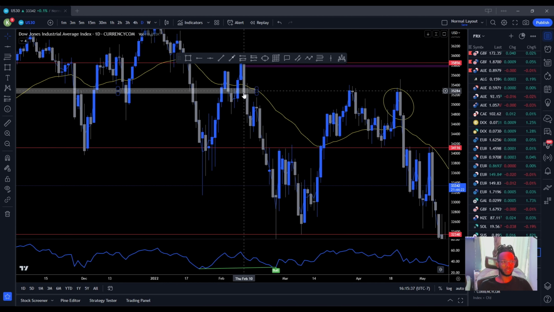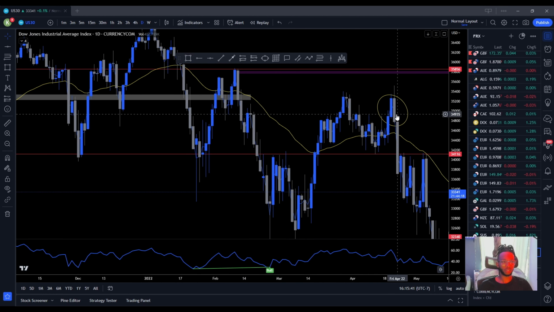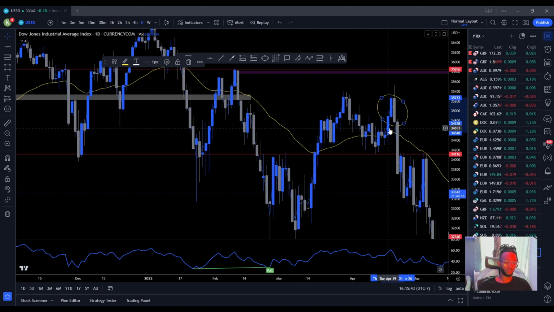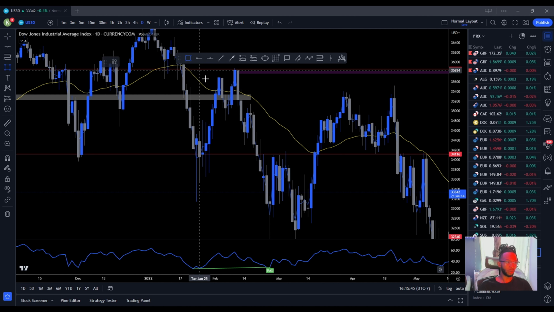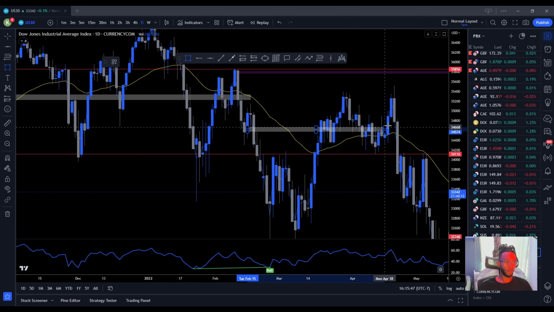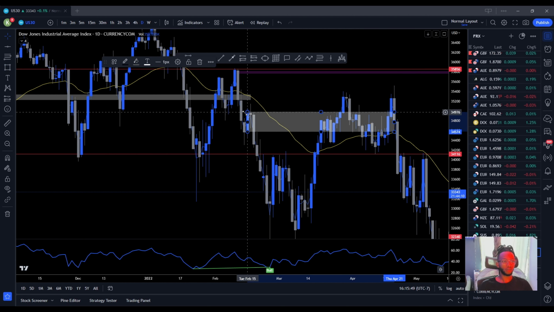Now, when you're looking at this area right here, we actually have another mitigation candle, which is really interesting. I want to go ahead and show you guys this. I'm going to put a box around it. This right here, we ended up seeing consolidation.